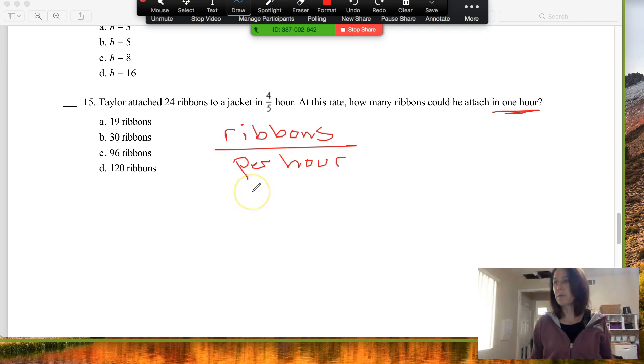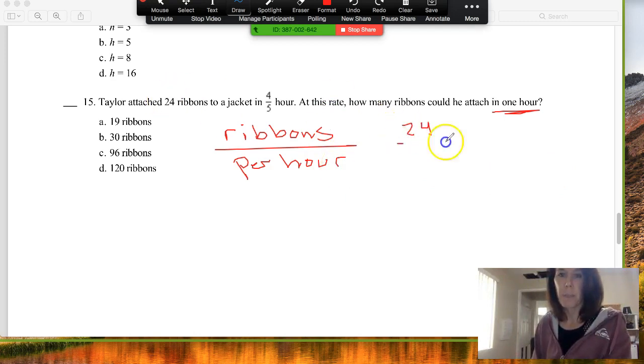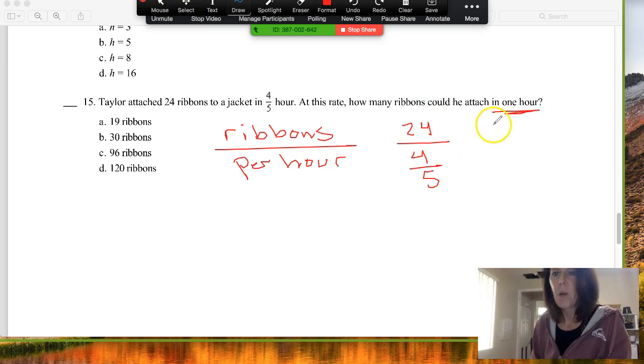Sometimes we say a lot of things per hour. Miles per hour, that's common. We want ribbons per hour. We do 24 ribbons in 4/5 of an hour. But I don't want 4/5 of an hour. I want 1 hour. I want my denominator to be 1. And you can do that by taking the numerator and dividing it by the denominator. Or you can think of it like this. To make my denominator be 1 hour, I'd multiply by 5/4.